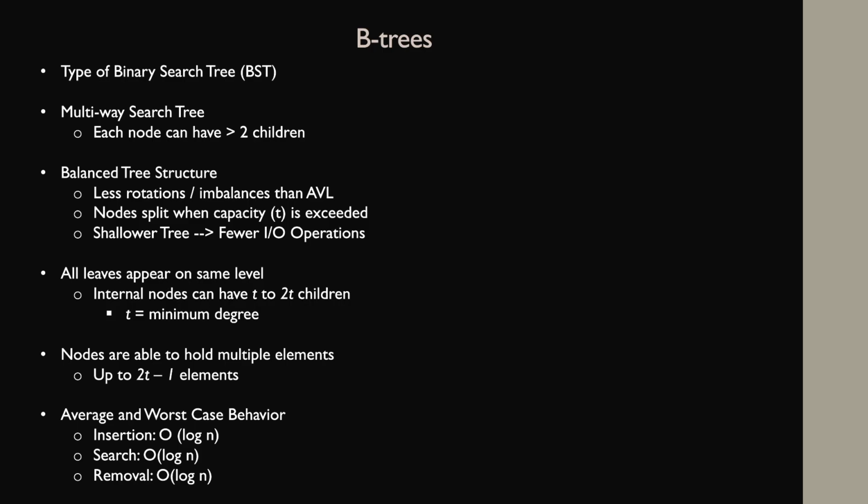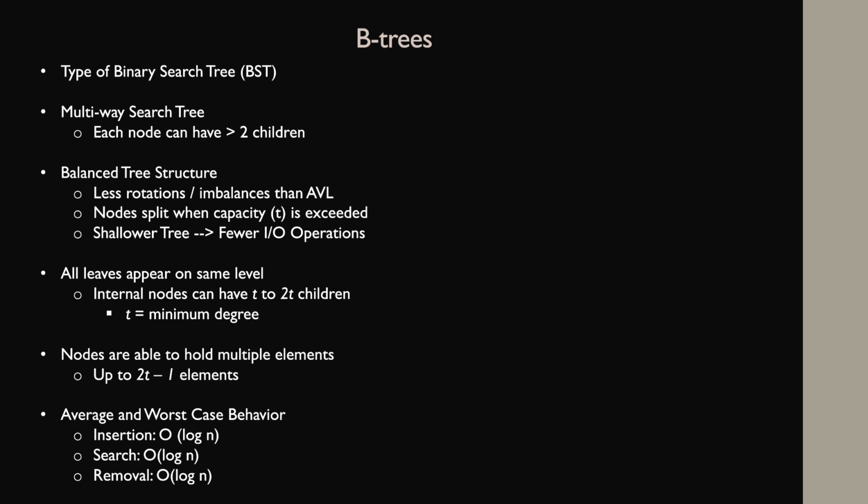So moving on to B trees. B trees are also a type of binary search tree, but they are optimized for systems that handle large chunks of data, an example of this being file systems. It is a multi-way search tree. So basically it means that unlike regular binary trees, which have 2 children per node, B trees are different in that each node can have more than 2 children. They are also self-balancing, like AVL trees, but they handle balance in a different way.